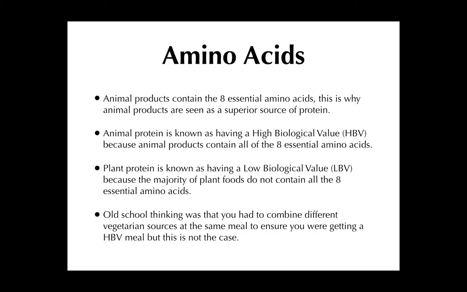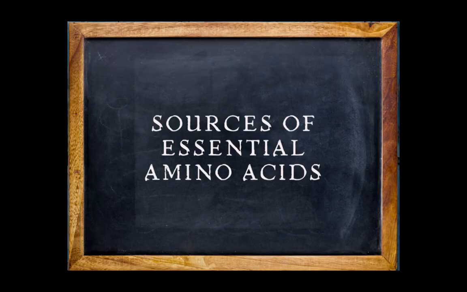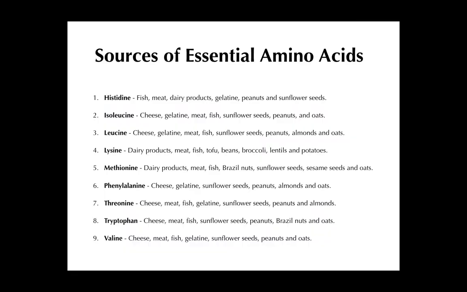Old school thinking was that you had to combine different vegetarian sources in the same meal to ensure you were getting a high biological value meal. They used to say you needed to have toast with beans to make sure you got all the 8 essential amino acids in that meal. It's not the case anymore. You can eat the toast at breakfast and beans at lunchtime, and your body's still going to get those essential amino acids.